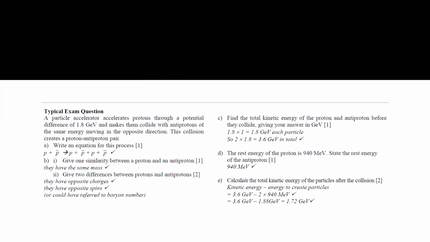So the total kinetic energy was 3.6, and how much energy is needed to create the particles? You need 940 MeV to create one particle. So the total energy required to create one proton and one antiproton is 940 multiplied by 2. This is the total energy required to create the proton and antiproton, and this is the total energy available, the kinetic energy.